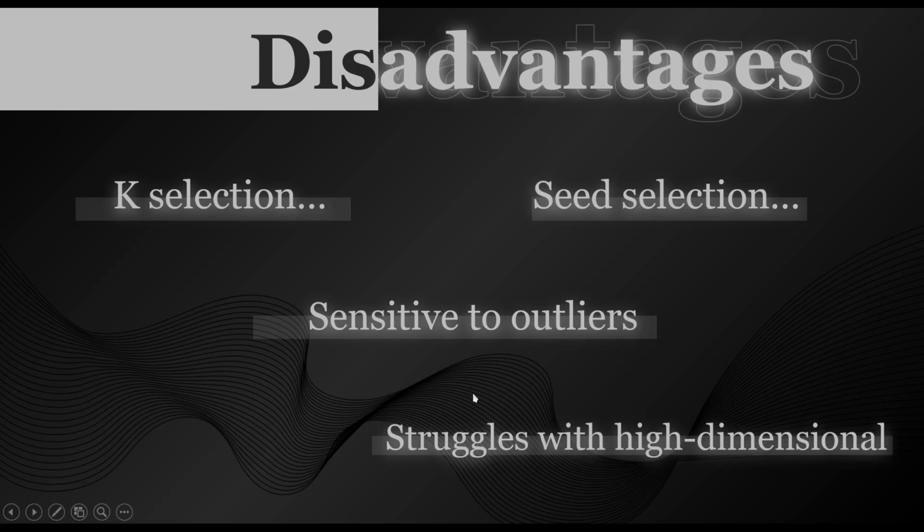After that, K-means has lots of struggles with high dimensional datasets. It means some datasets have lots of features, and that means they are high dimensional datasets. And K-means really struggles with those kinds of datasets because it needs to calculate lots of features.